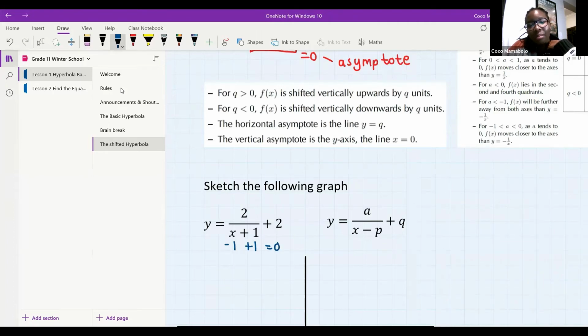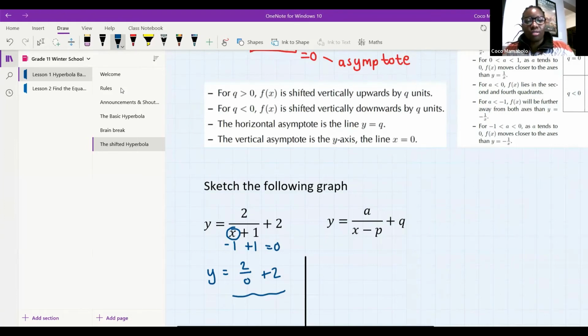Because if I put -1 in here, -1 plus 1 is going to give me 0. And then my new sum looks like y is equal to 2 over 0 plus 2, and then this whole thing becomes undefined. So in this case, my x asymptote changes because my graph moves. But everything else stays exactly the same.